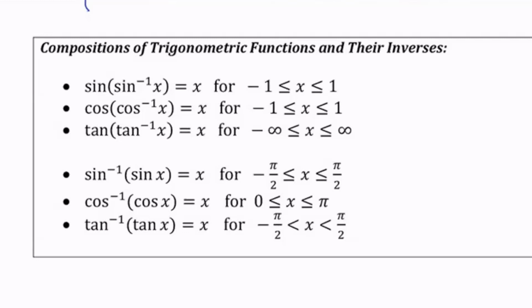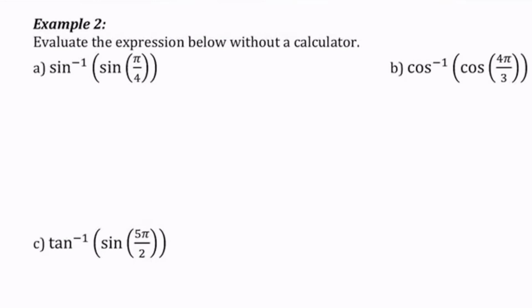So sine of sine inverse, that input has to be defined. That means our x value has to be between -1 and 1. Same thing for cosine, between -1 and 1. The output will have the restriction as well. And then tangent inverse for x between -infinity and infinity. When it's the other way around, notice the input now is the actual angle. So that's why we have from -pi/2 to pi/2 for sine, 0 to pi for cosine, and -pi/2 to pi/2 for tangent. So let's take a look with some examples here.